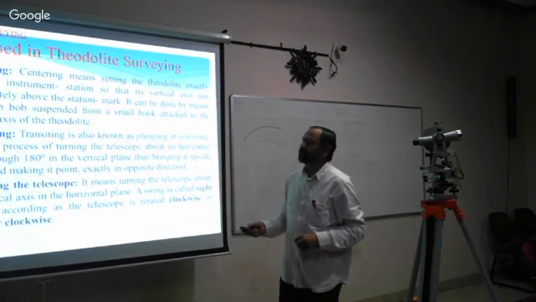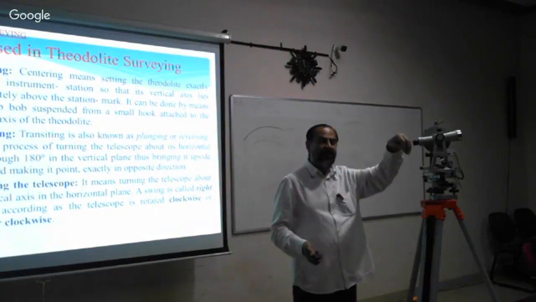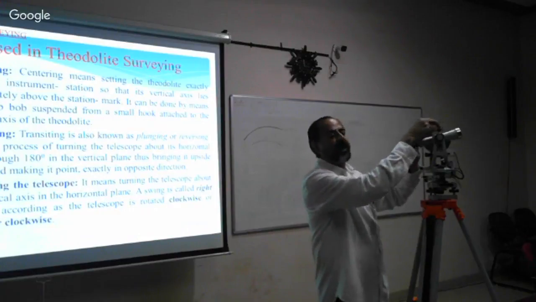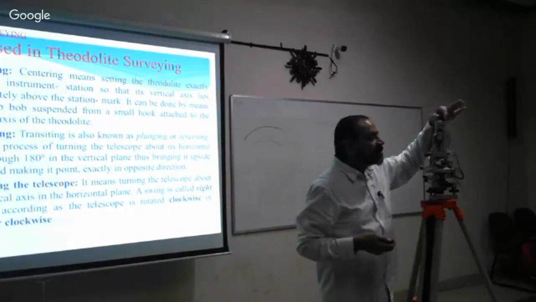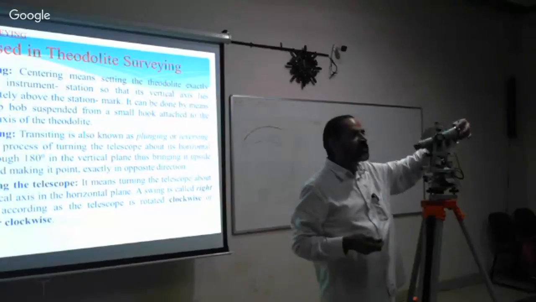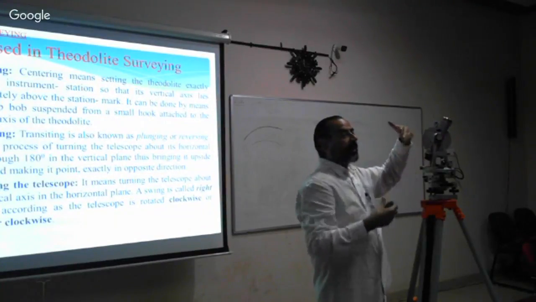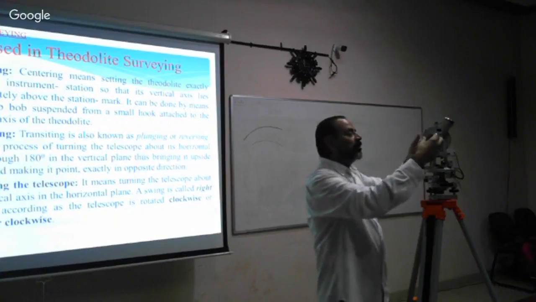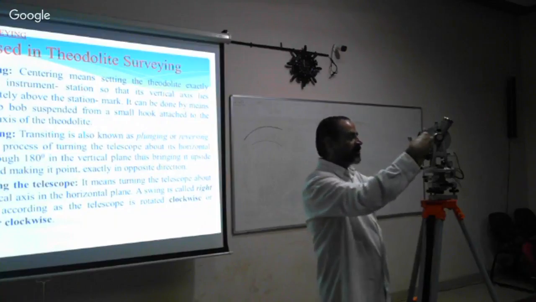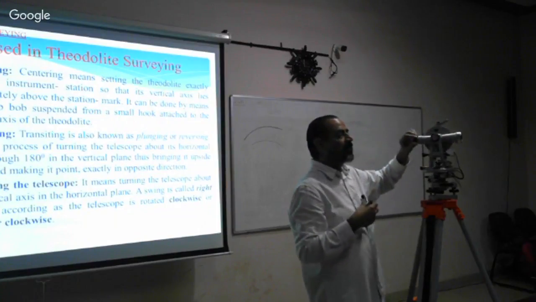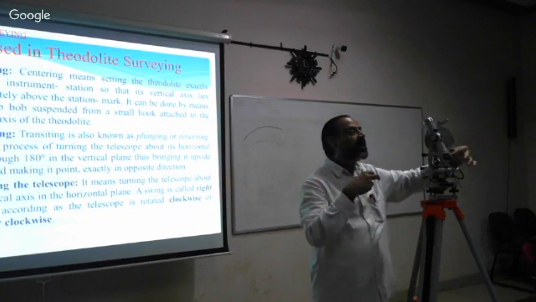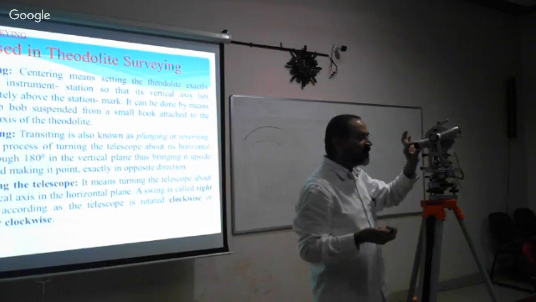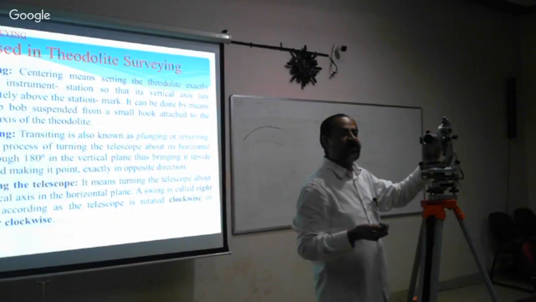And you know the terms used: centering. Centering is the process of installing the instrument exactly over the station using the plumb bob. Then transiting, that is transit. This theodolite itself is called a transit theodolite. Transit means rotating the instrument about the horizontal axis. In the earlier days, theodolites were not able to rotate about the horizontal axis, but now the technology has developed, and if it can be rotated, this is called transiting. That is transiting and swinging the telescope. This is one transit, changing the face of the instrument.